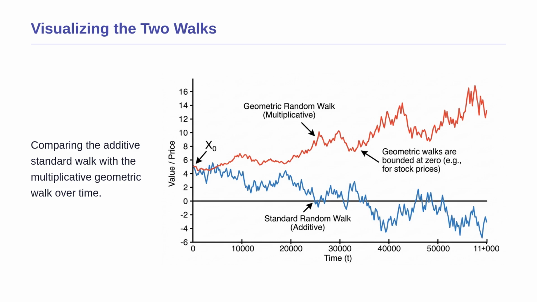Now look at the geometric random walk, the upper curve. Because it relies on multiplicative shocks, it fluctuates wildly but hits a hard floor. It is strictly bounded at zero. This diagram perfectly illustrates why the geometric walk is the only realistic choice for modeling asset prices.